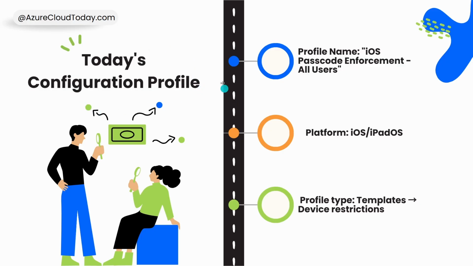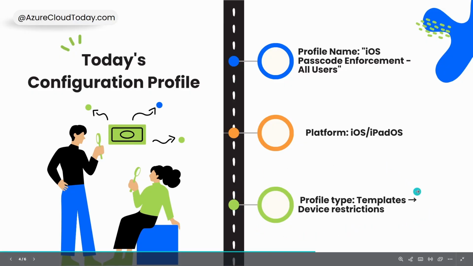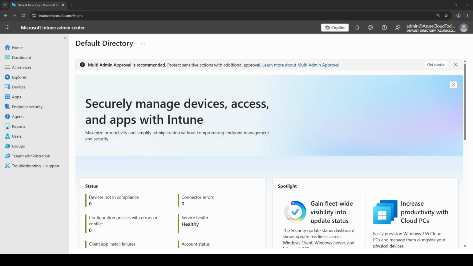Today, we would be enforcing a 6-digit passcode for iOS device users with the help of a configuration profile. The profile name, we can set something like iOS passcode enforcement, all users. Then we would select the platform as iOS, iPadOS. Then finally, the profile type, we would select templates and then select device restrictions over here.